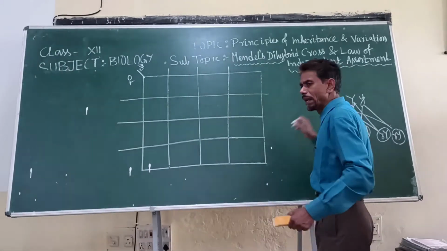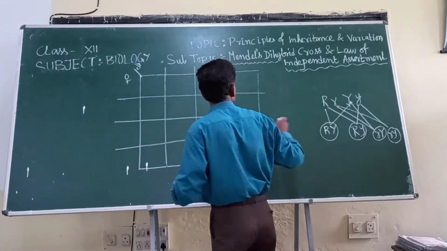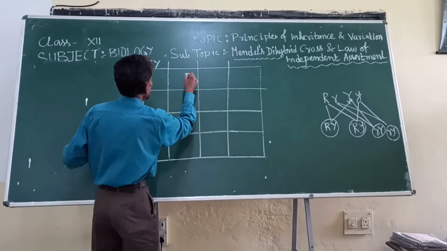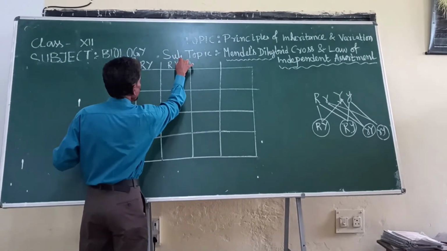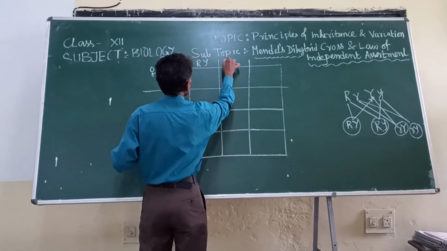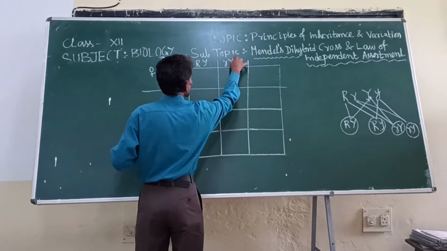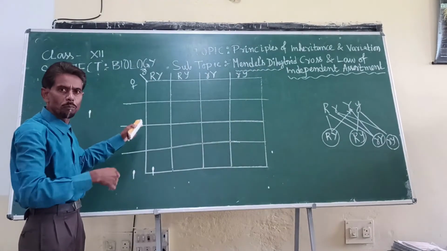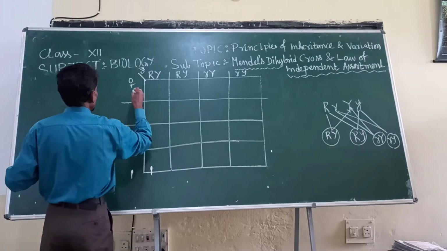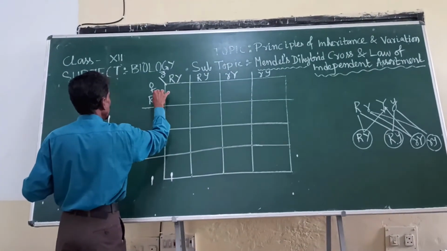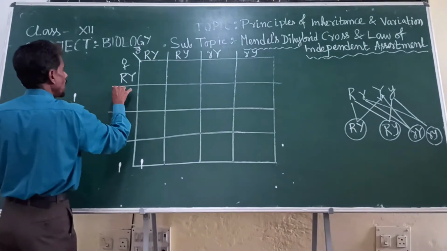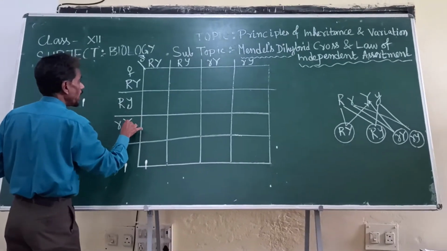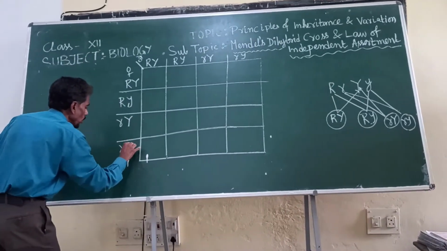So all these four can be male gamete. Capital R. So let me take up now. Capital R, capital Y, then capital R, small y, then small r, capital Y, and small r, small y. Same four types of female gamete can be there. So let us try the female gamete. Capital R, capital Y, capital R, small y, small r, capital Y, and small r, small y.